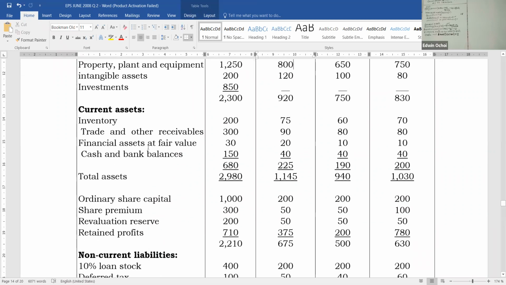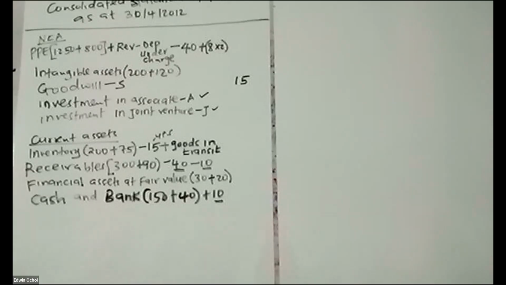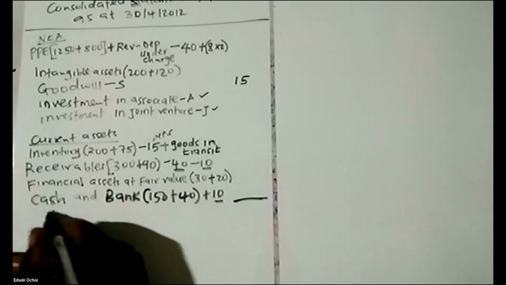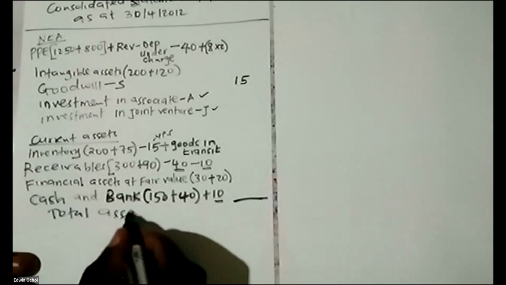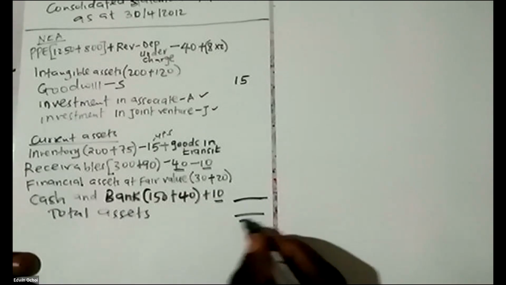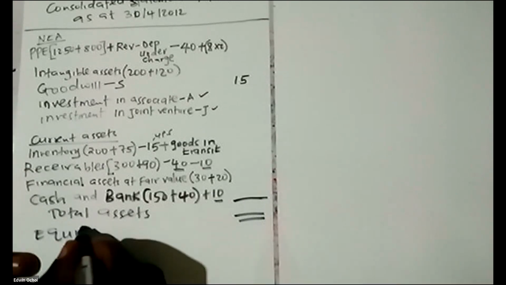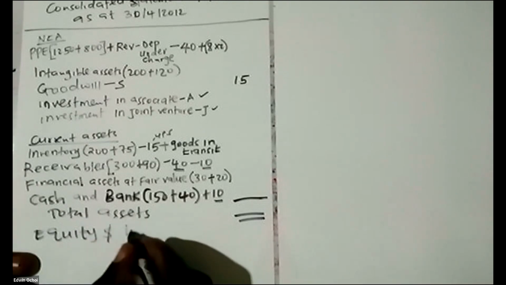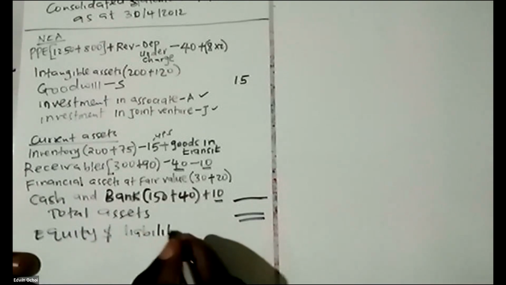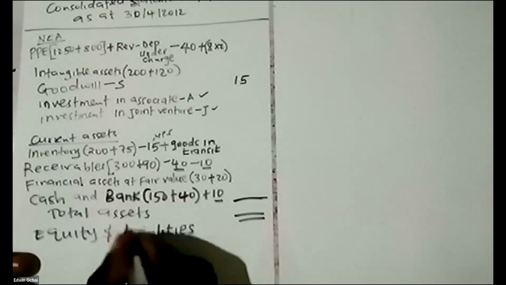The others are direct, like financial assets at fair value, it's just direct, parent plus subsidiary. Inventory, I have taken parent plus subsidiary. You minus UPS, you add goods in transit. That one I've explained. So up to this point, you are supposed to get total assets. So after getting total assets, we talk about equity and liabilities.